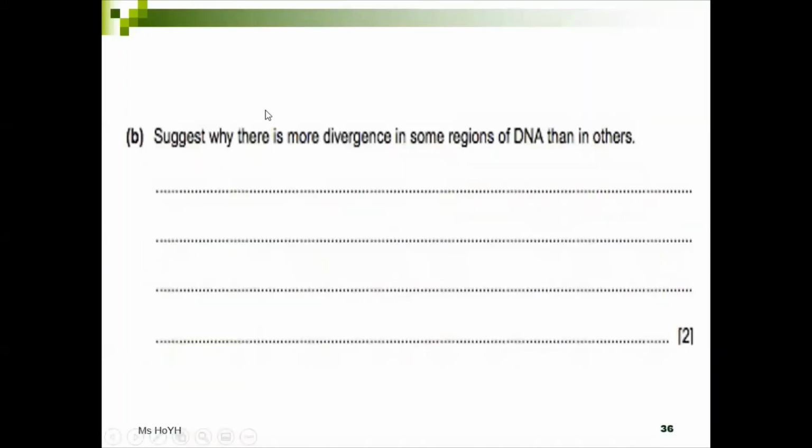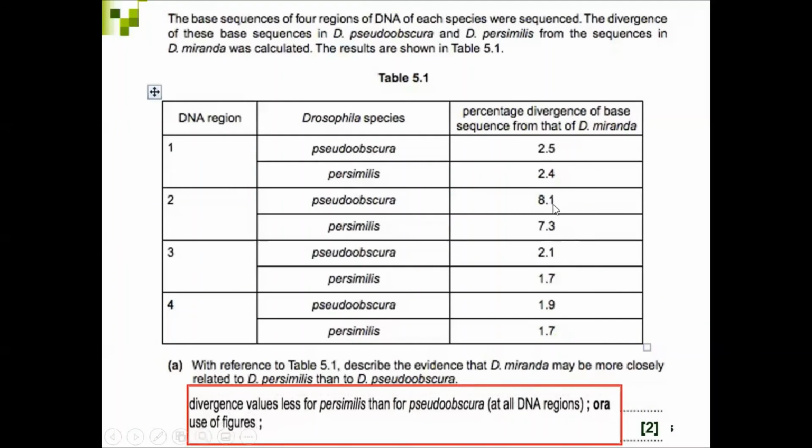Suggest why there is more divergence in some regions of DNA than in others. Why is it that some DNA has higher divergence, like 8.1 is more than 7.3? So DNA number 2 has more divergence, more differences compared to DNA number 3. So why does this one have more divergence than this? What can cause the DNA to be different?